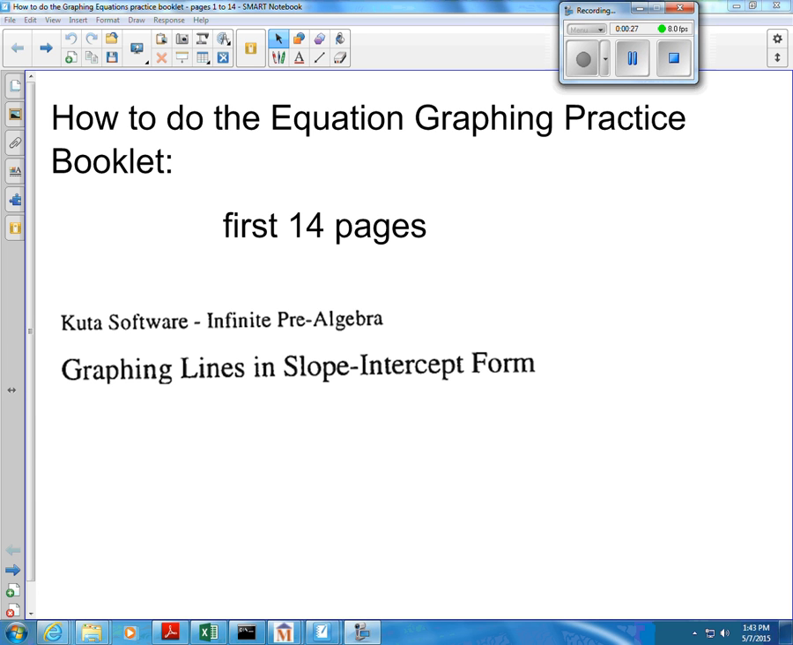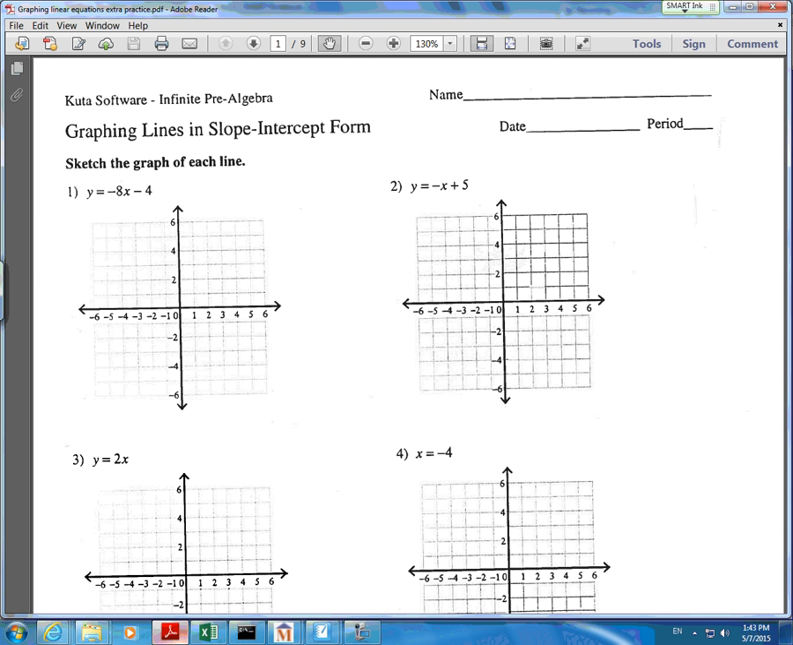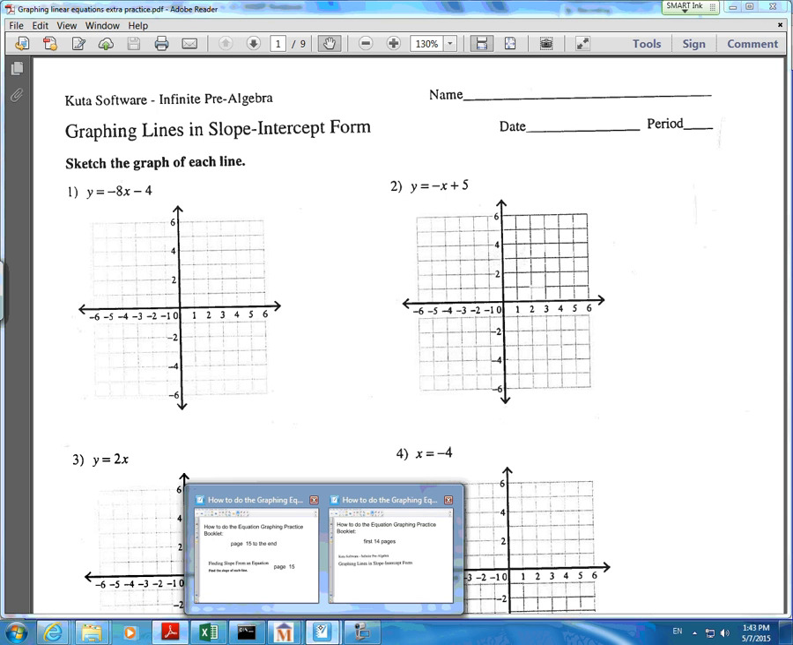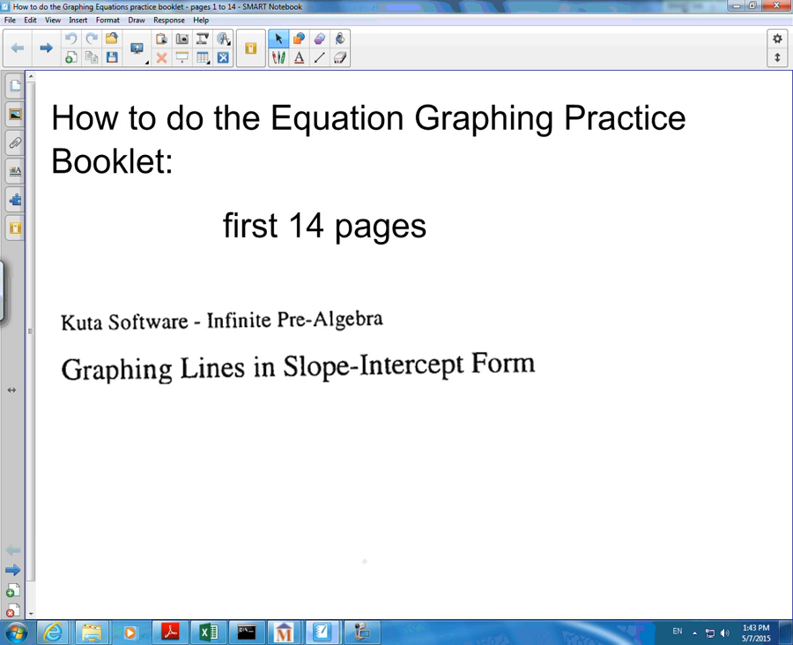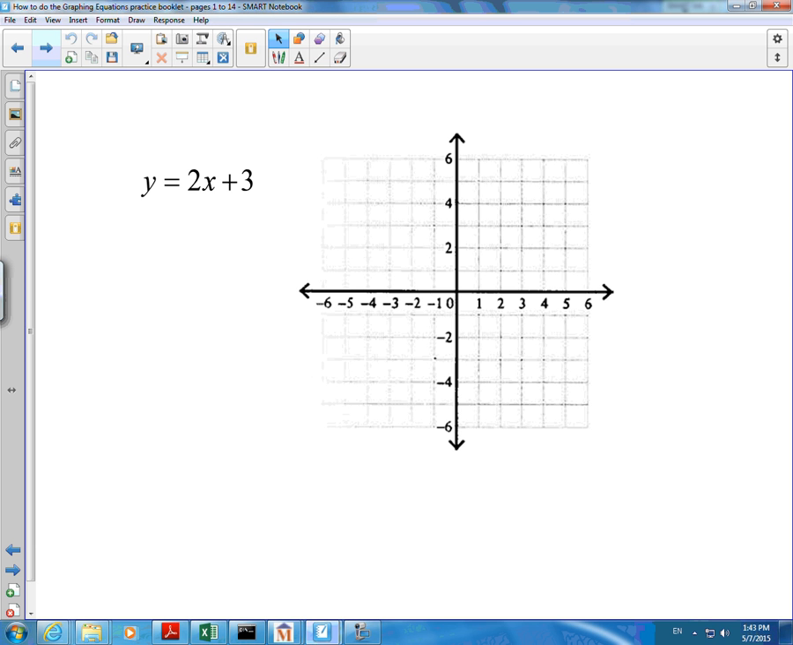It's meant to be drill and practice. It's not particularly interpretive. It's just working on skills. The booklet looks like this. That's the first page there. So we'll do this video in two parts. This part of the video is for the first 14 pages, and in the first 14 pages, all that you see are equations that look like this.